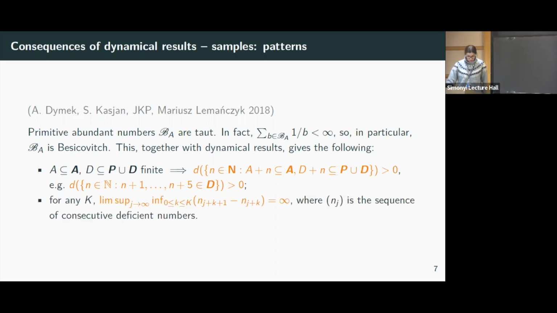And another result is related to gaps between consecutive deficient numbers. So the question here is how far apart can the consecutive, let's say, triples of deficient numbers be? And we were able to prove that you will see them more and more apart infinitely often.